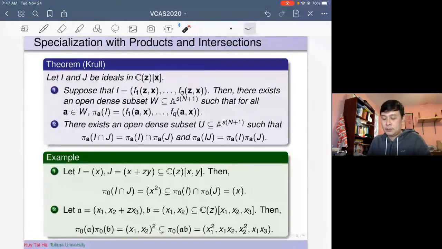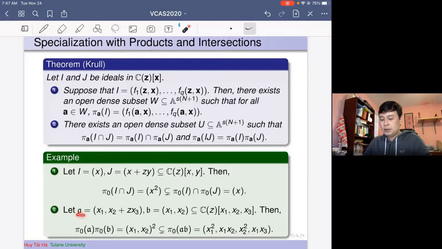In this example, if we start with the ideals x and x plus zy as before, then when you look at the intersection of I and J and specialize by z going to 0, you get x squared. On the other hand, if you look at the specializations of I and J, they are both x. So the intersection is x.